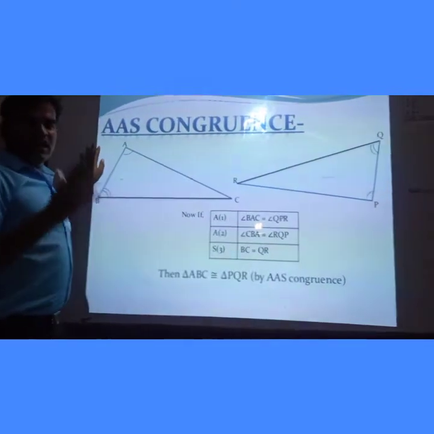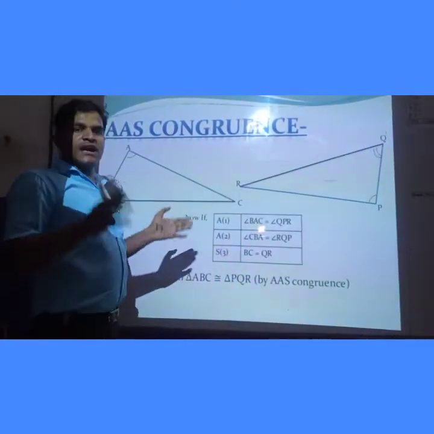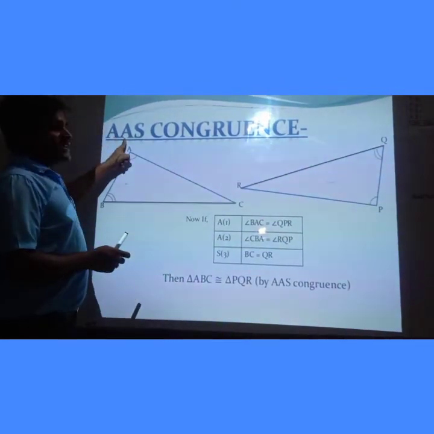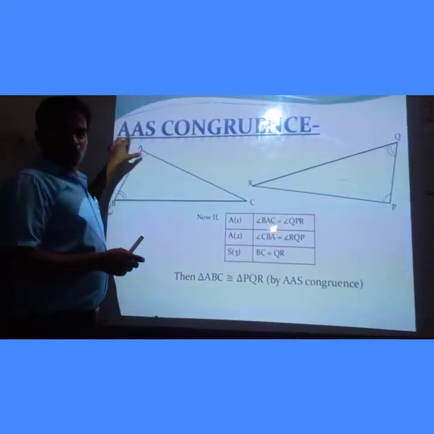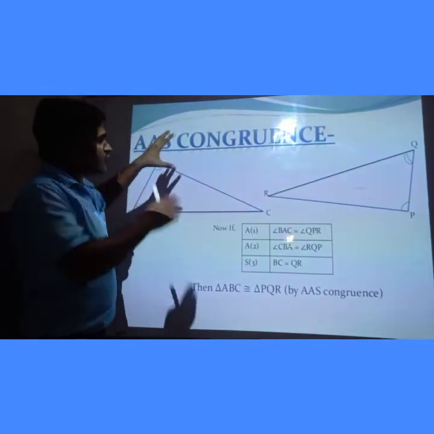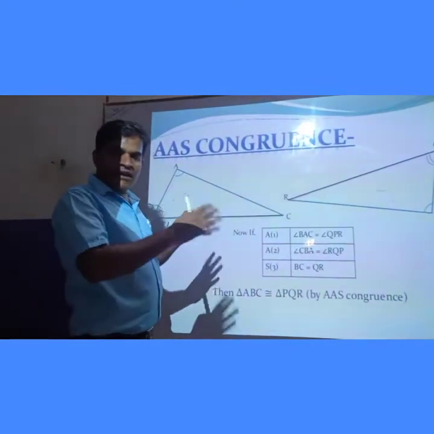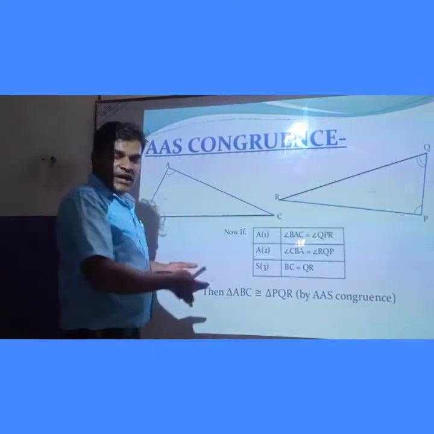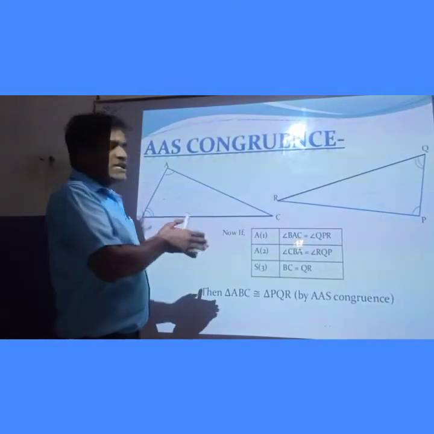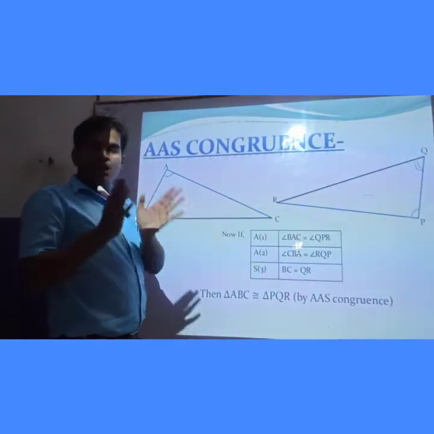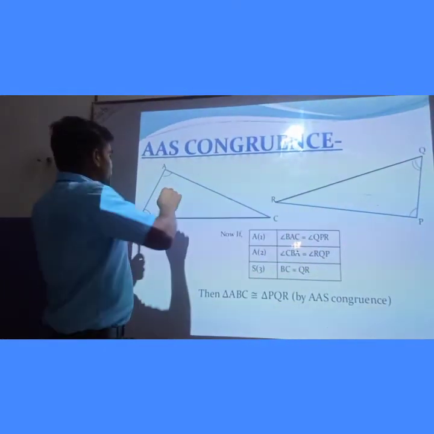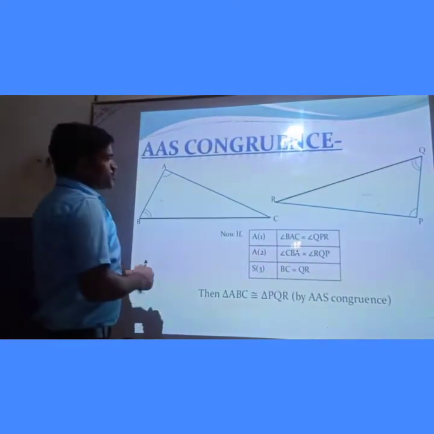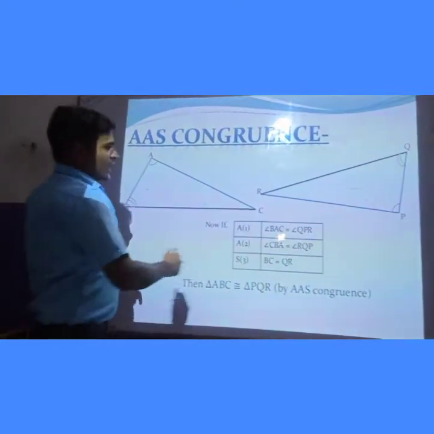Children, two triangles are called congruent if two angles and one side of one triangle are equal to two angles and one side of another triangle. Then those two triangles are called congruent. Okay. So children, here triangle ABC is congruent to triangle PQR.